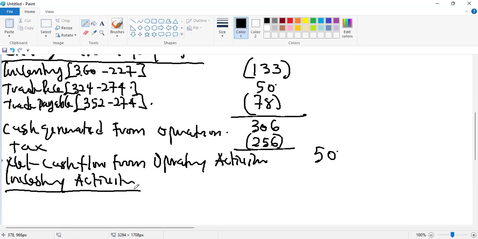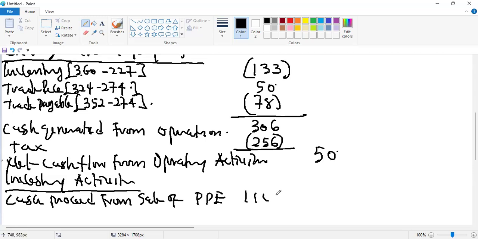So in this one, I'll bring the cash proceeds from sales of PPE, 110.